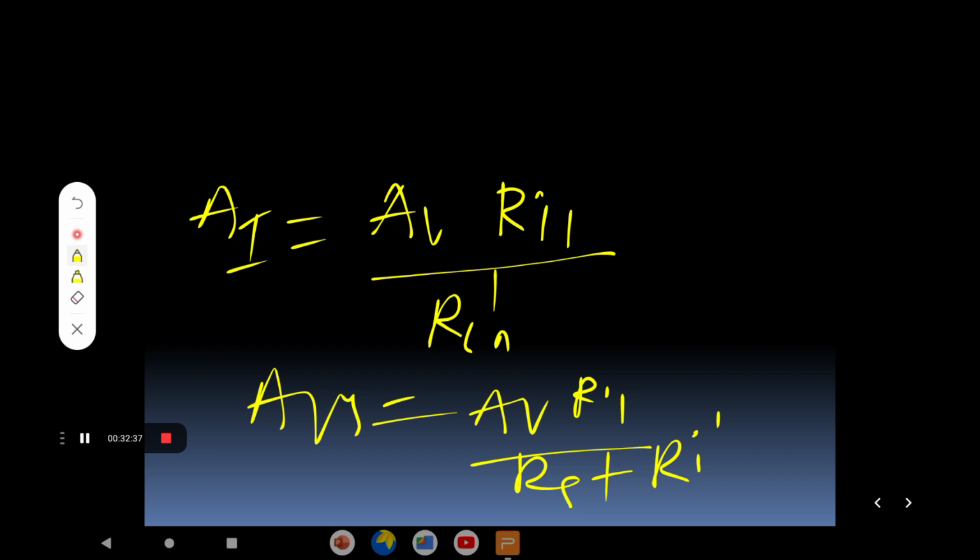In the case of the BJT, the gain is minus HFE into RL dash divided by HIE plus 1 plus HFE into RE dash. But in the case of the MOSFET, there is a small variation, some formulas will be varying. Based on that you will calculate the process for this one.